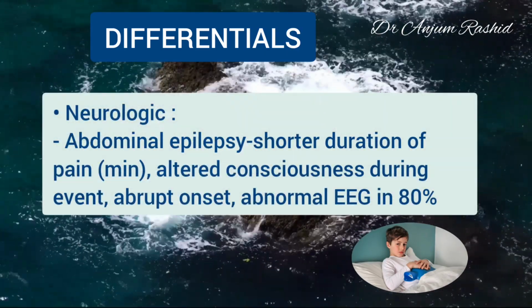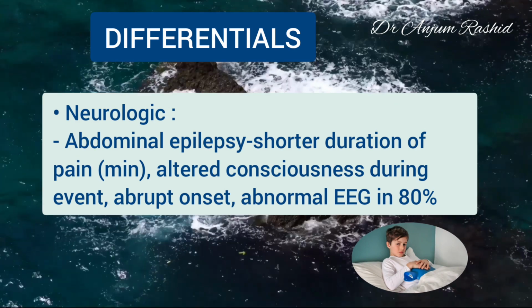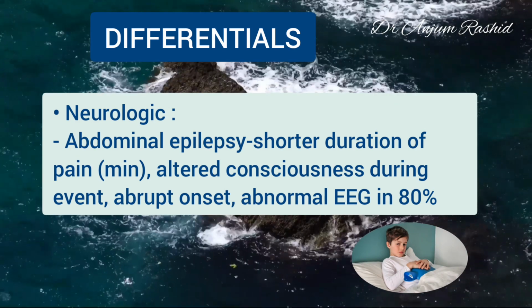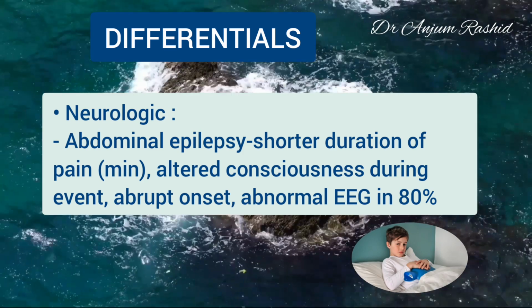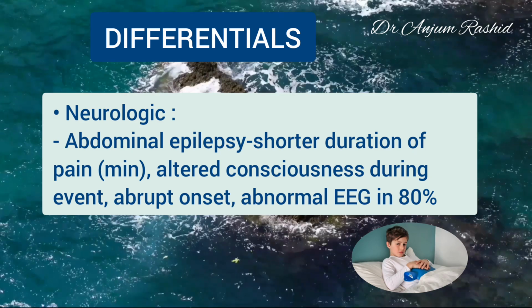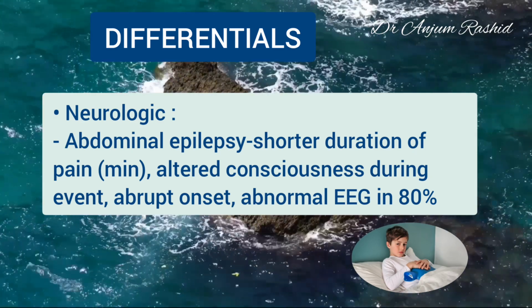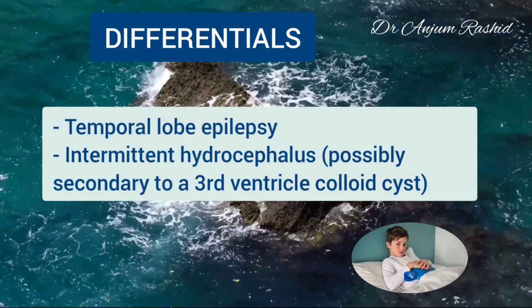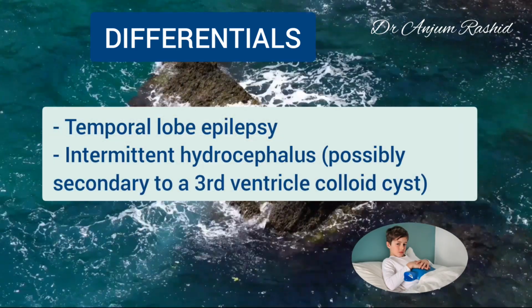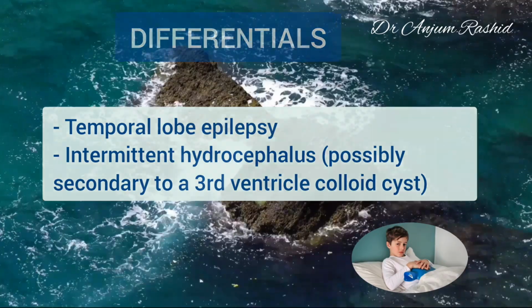Now, an important neurological differential is abdominal epilepsy. This has a shorter duration of pain and there is altered consciousness during the event. There is also abrupt onset and abnormal discharges in the EEG in 80% of the cases. Other differentials are temporal lobe epilepsy and intermittent hydrocephalus.